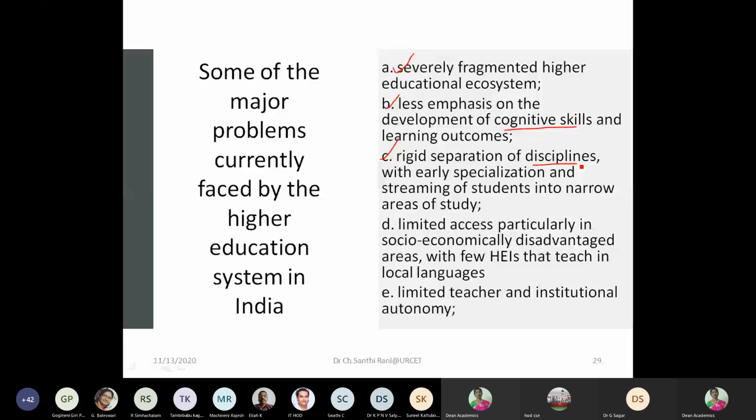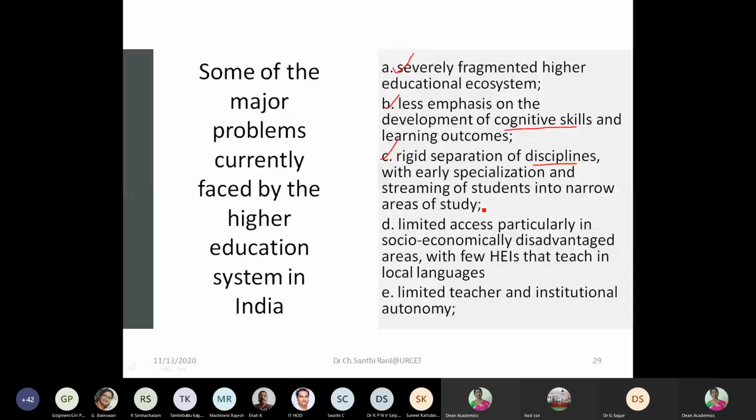Some students say, ma'am, actually I like mechanical engineering, but my parents asked me to join ECE, or my parents asked me to join CSE. Even such people can shift, not only shifting, can opt for those courses also, right? In the new education policy there is that chance, but now there is no chance. A rigid separation of disciplines with early specialization and streaming of students into narrow areas of study, and limited access.